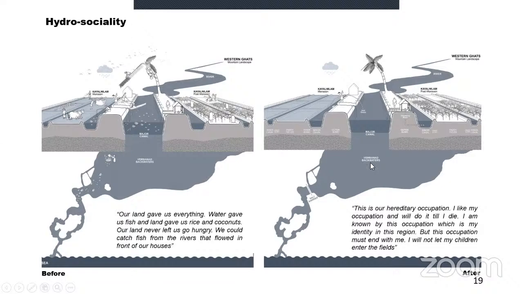So from this narrative, it is clear that they are still attached to this occupation and to their landscapes, but they are endangered by what the future of these landscapes would be. Will they be able to depend on their resources? So that is what I understood from the lens of hydrosociality, that is, the value system.